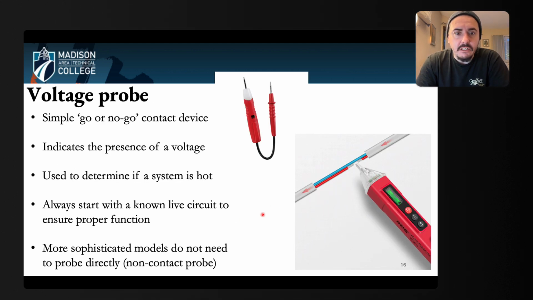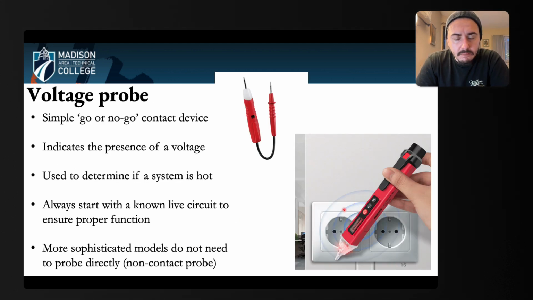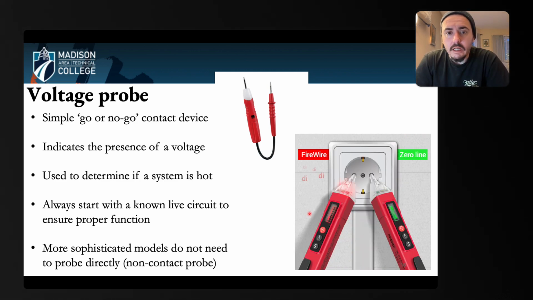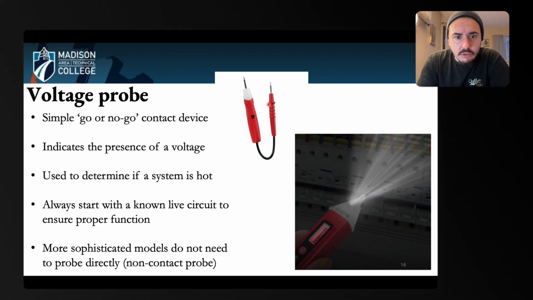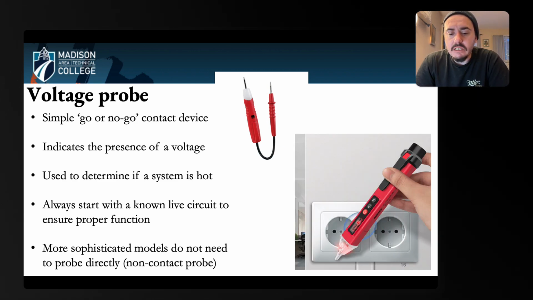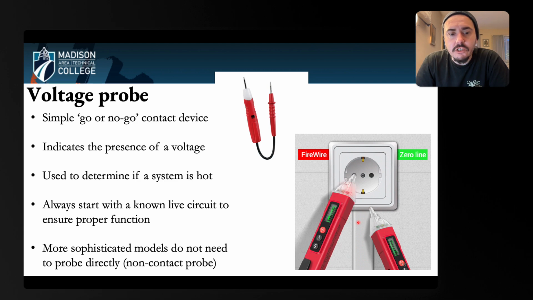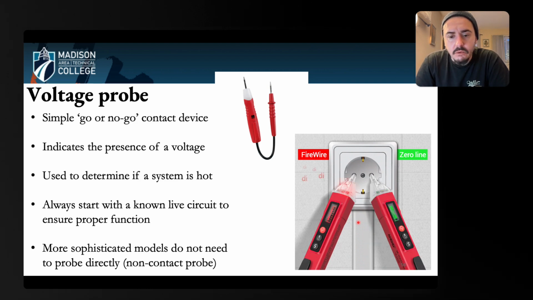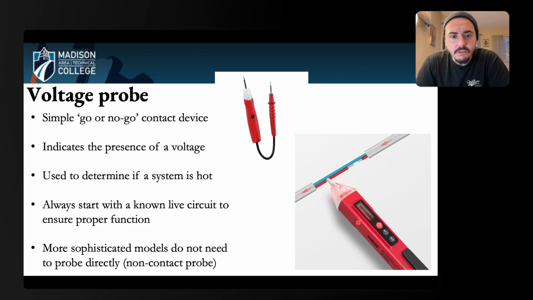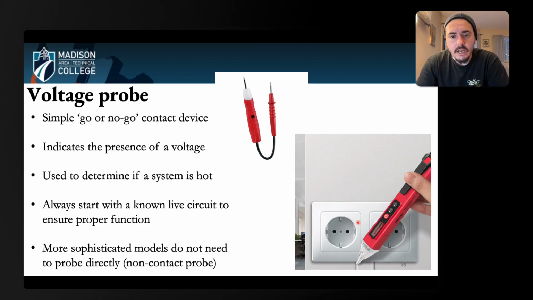And then another very simple one. There are these voltage probes, and this just gives you a go or a no-go. There are two different kinds. This one is an actual contact probe, but the one I'm showing here is a non-contact probe. This tells you simply, is the circuit energized? This is something you want to use when you start, because you want to know what you're working on. You want to know if the circuit's actually energized or not.